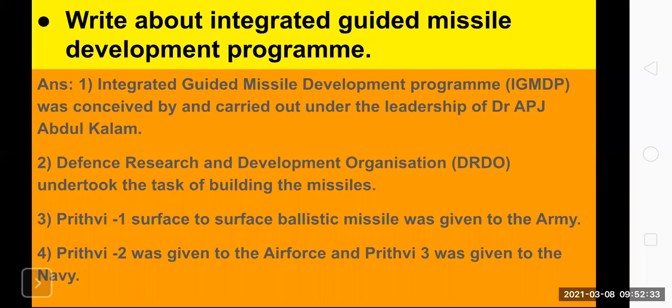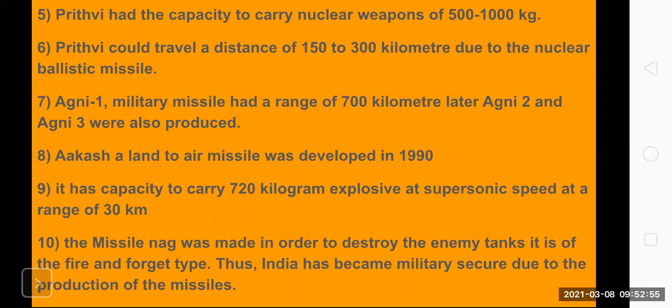Now, see students, in the fourth point, we are connecting two points with each other. But in examination, you can write them one by one. Like Prithvi 2 was given to the Air Force, and next point is Prithvi 3 was given to the Navy. You can write like this also. Okay. Next one. Prithvi had the capacity to carry nuclear weapons of 500 to 1000 kg. Again, the Prithvi missile could travel a distance of 150 to 300 kilometers.